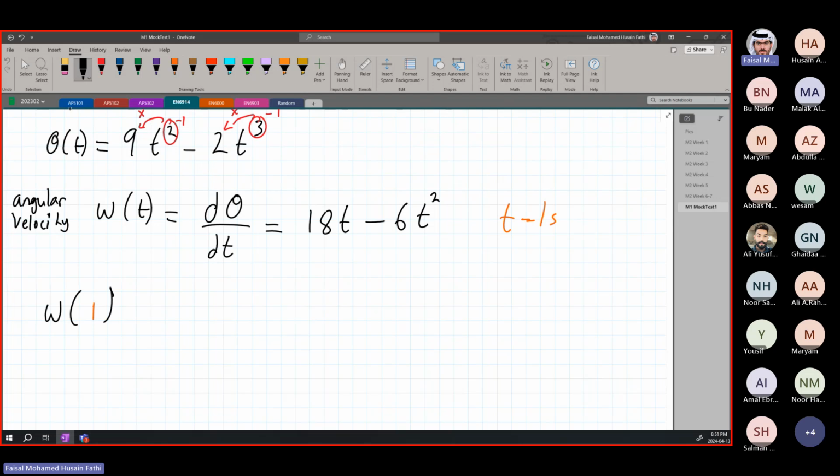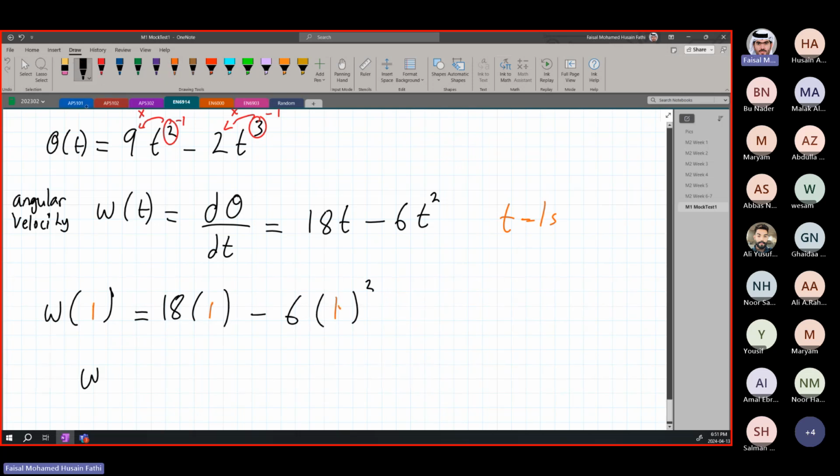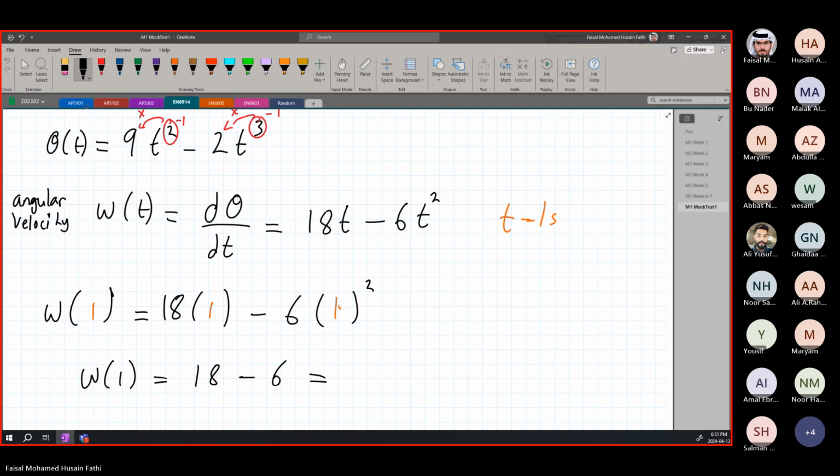So now t is equal to 1. So we're just going to replace everything here by 1. So 18 times 1 minus 6 times 1 squared. Okay? Now, omega of 1 is going to be 18 minus 1 squared is just 1 minus 6, which is equal to 12. Yeah, 12. 18 minus 6, which is 12.